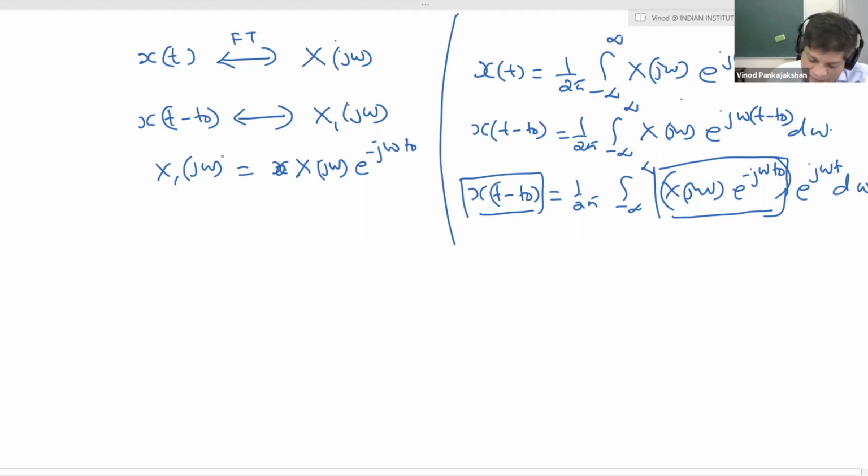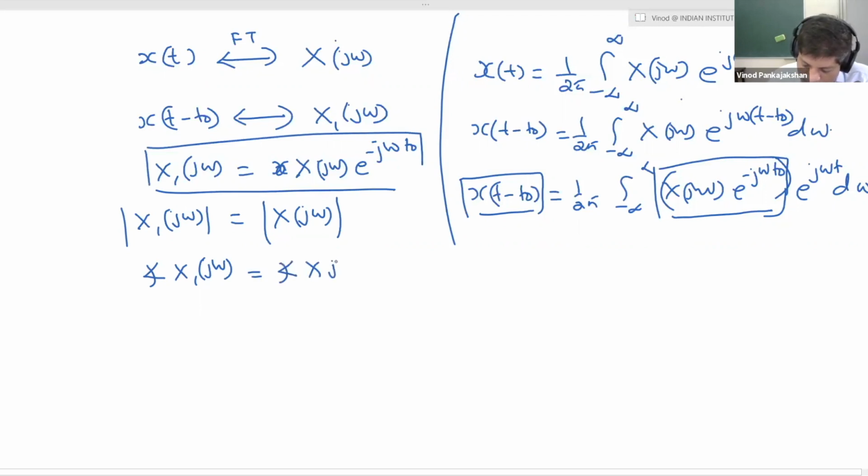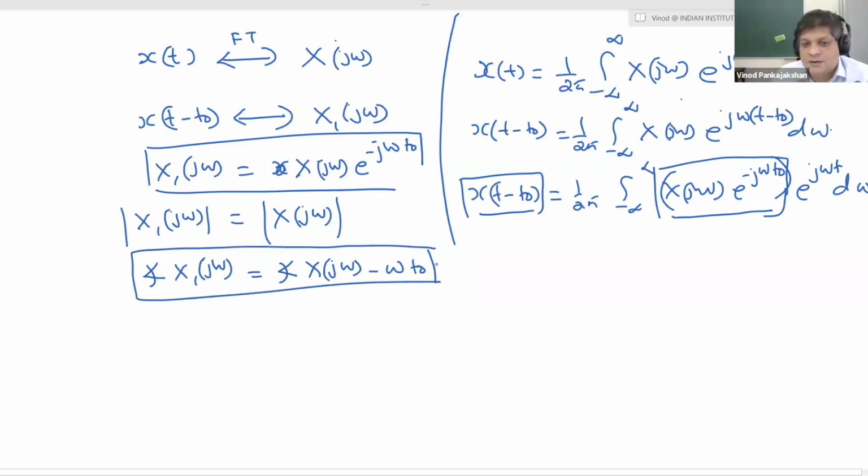Now, can you tell me what is the relation between the magnitude spectrum and phase spectrum of X and X1? What is the magnitude spectrum? The magnitude will be the same. And what about the phase? What is the relation? We can write from here, can we write it as phase of X(jω), then what? Minus ωt naught. So this is the relation between the phase. There is only a phase shift.